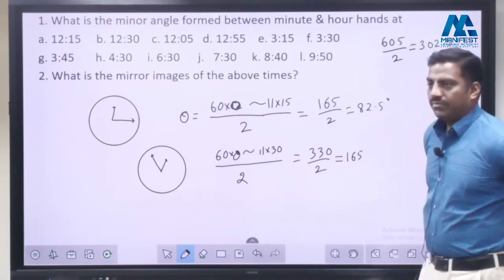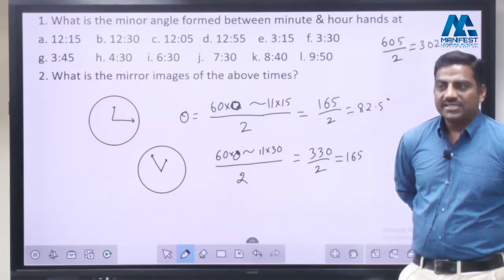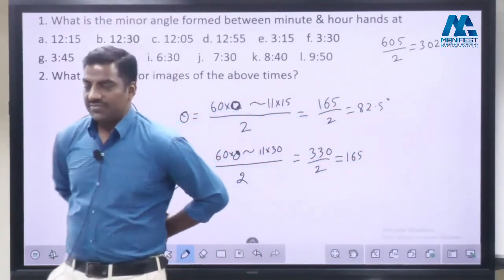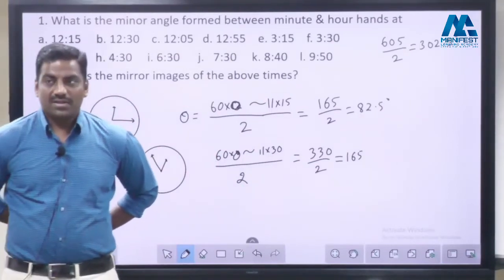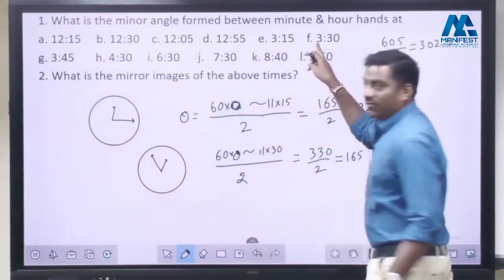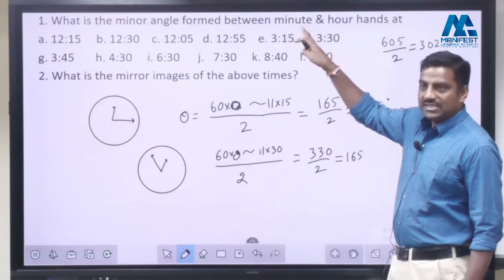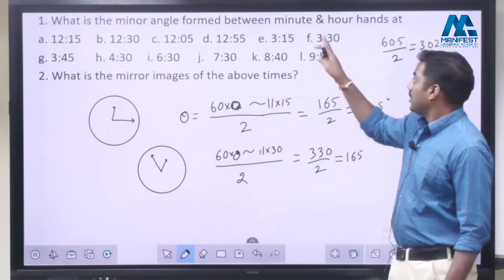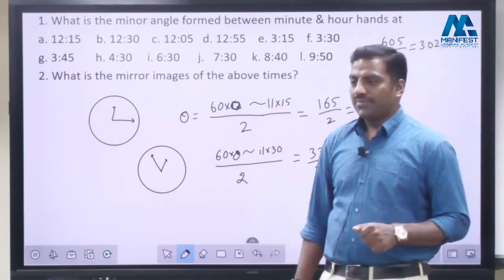Next, 3:30 appears like 90 degrees, but it is not. If the minute hand has covered 90 degrees, the hour hand would have covered 7.5 degrees. So we get the answer as 82.5. Okay, 3:30. 30 into 11, 330. 360 minus 330 is 30, and 180 minus 30 is 150. 150 divided by 2, 75 degrees. Done? Yeah.